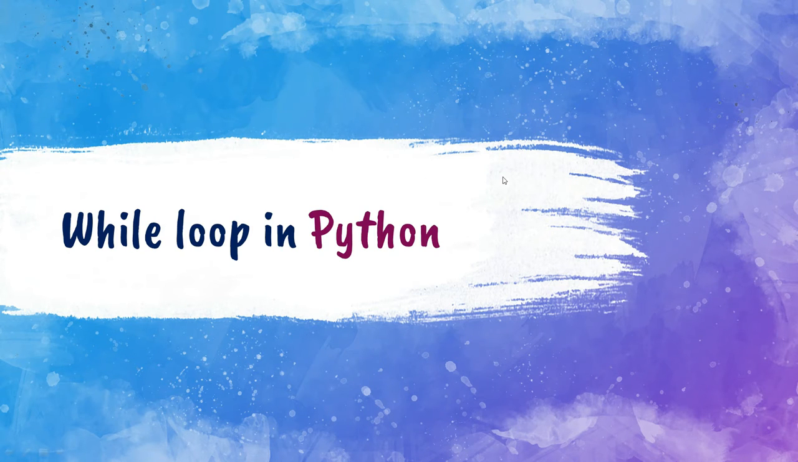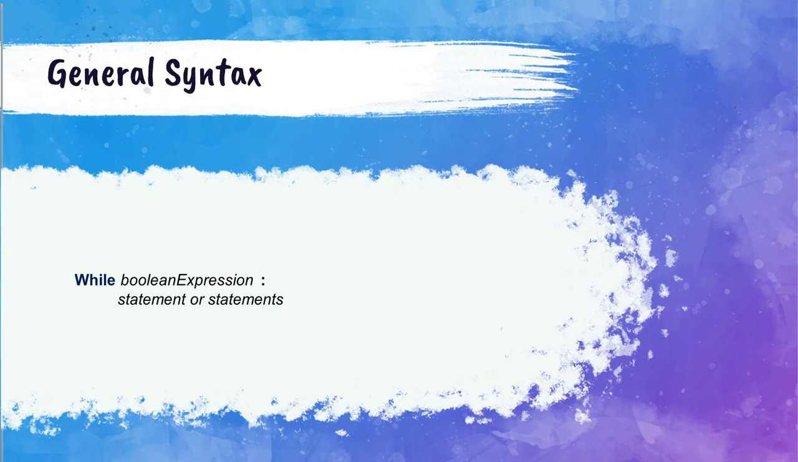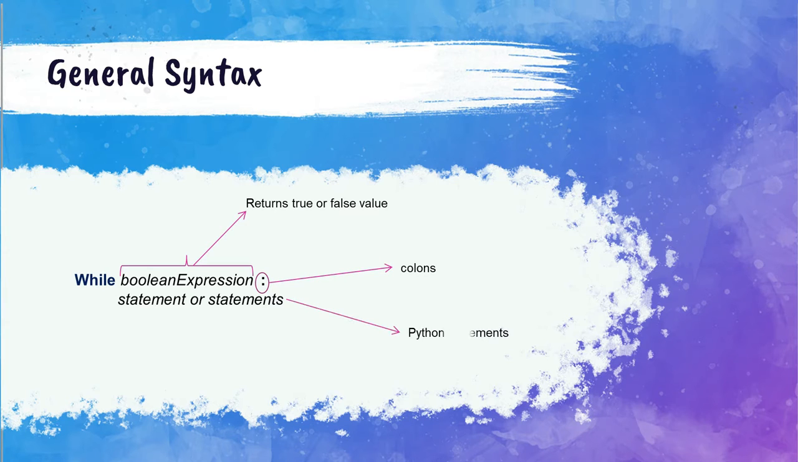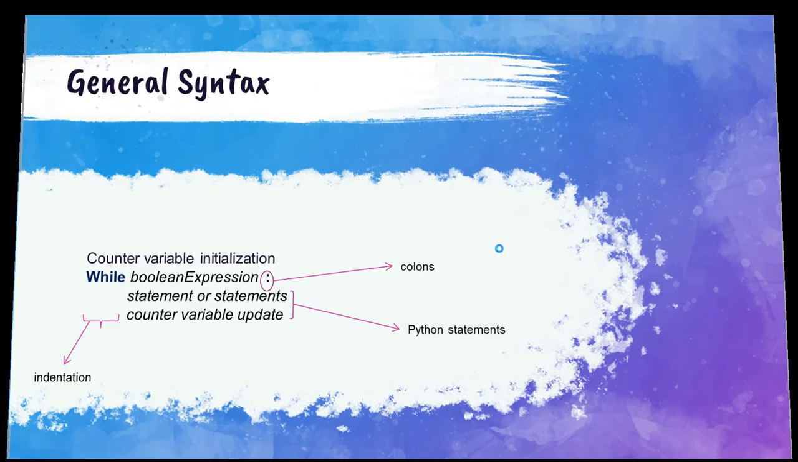In this video, we're going to look at a while loop in Python. Let's get into it. This is the syntax for a while loop. The Boolean expression part of the loop is to control how many times the loop should execute. The statements will execute as long as the Boolean expression evaluates to true. The indentations are required. They tell us which statements are under the while loop and which statements are not.